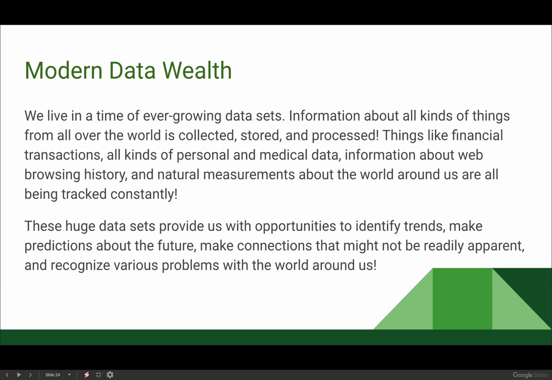So these huge data sets allow us opportunities to identify trends. We can make predictions about the future. We can make connections that might not be readily apparent. But we need to do processing on this data to understand what it is revealing. Just raw numbers don't tell us anything.